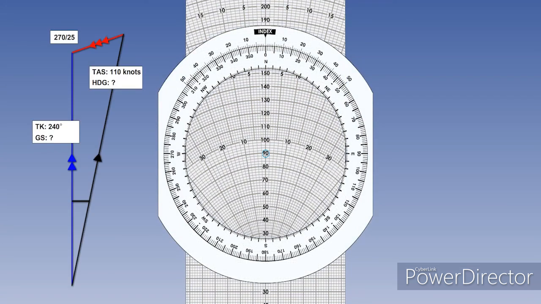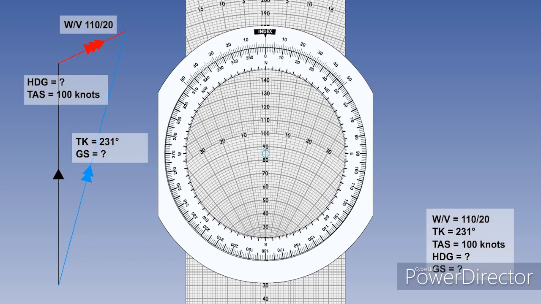The wind face of the flight computer solves triangle of velocities problems for you. We'll now show you how this is done. In this example, we plan to fly a track of 231 degrees true at a true airspeed of 100 knots with a forecast wind of 110 degrees at 20 knots.